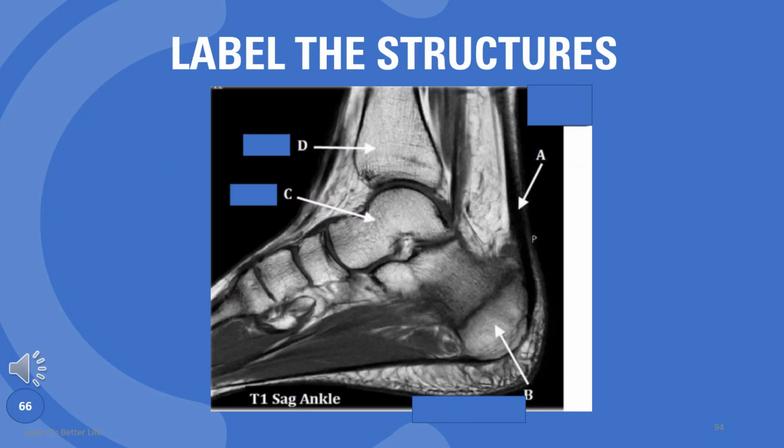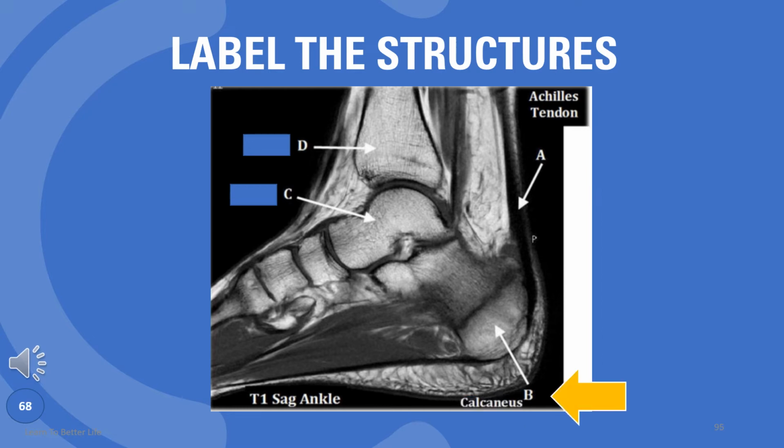Now, let's learn the anatomy of the ankle and foot. This image is not too bad. A is Achilles tendon. You just learned from the question. This is how it looks in the MRI image. B is calcaneus.